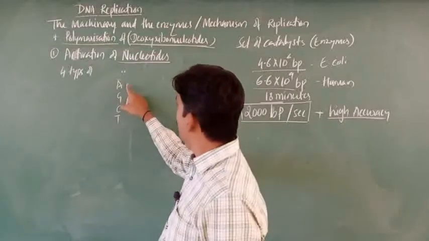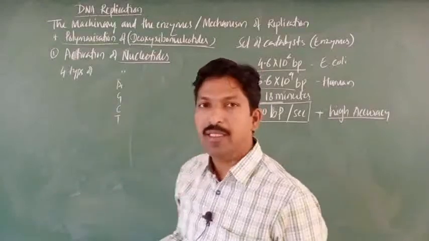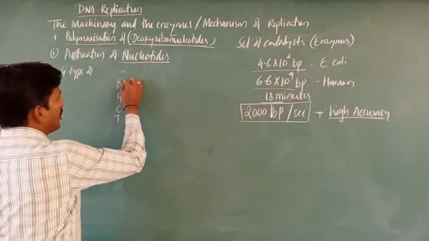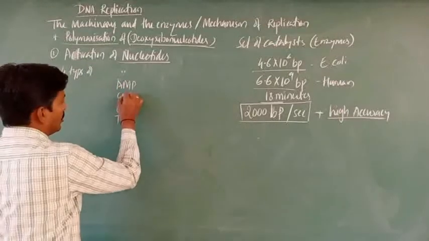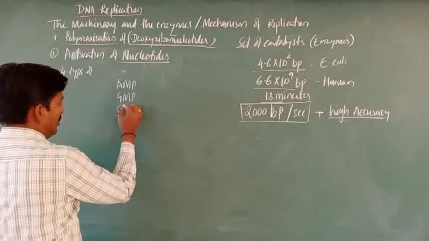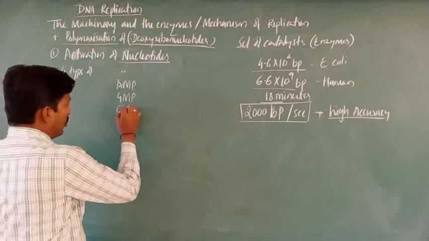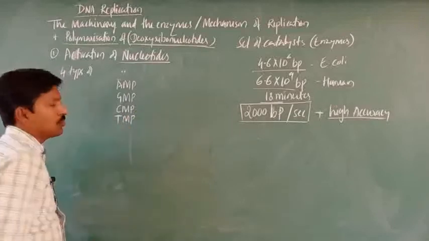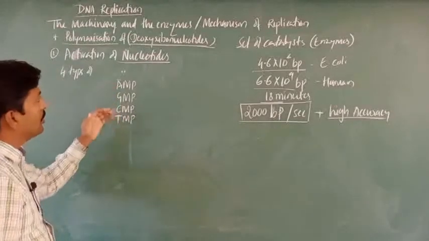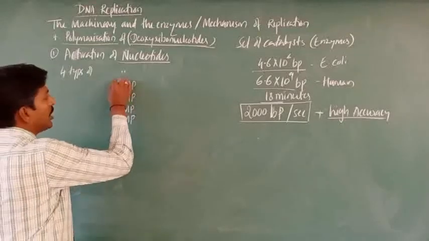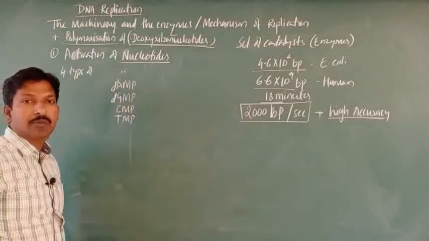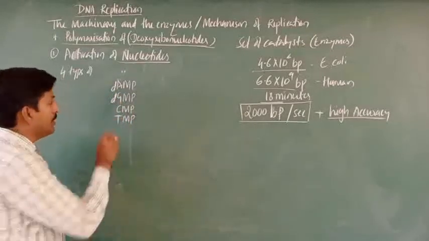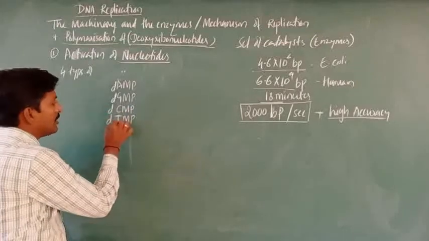So in the nucleotide of adenine, we call it adenosine monophosphate, guanosine monophosphate, cytidine monophosphate, and thymidine monophosphate. So these are the 4 types of nucleotides. Since we are discussing DNA replication, we refer to them with deoxyribose: deoxyadenosine monophosphate, deoxyguanosine monophosphate, deoxycytidine monophosphate, deoxythymidine monophosphate.